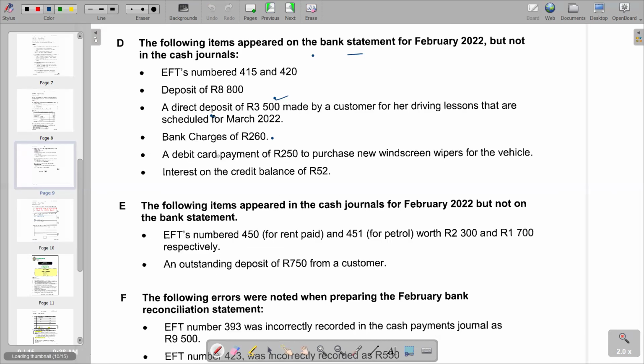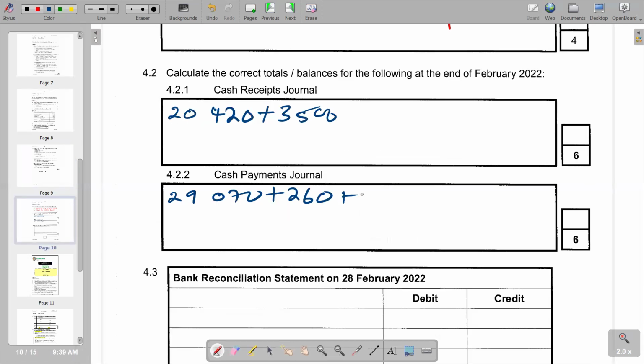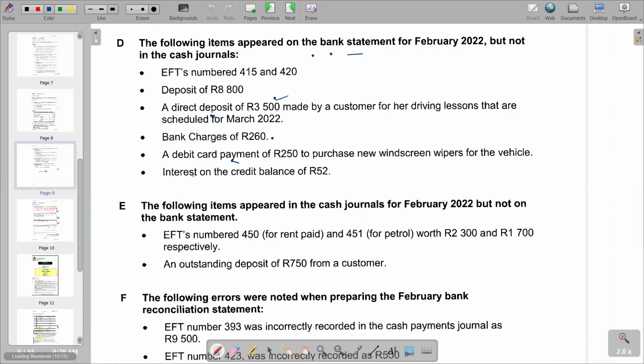And then we go to the next part, whereby we are now saying a debit card payment of 250 rands to purchase new windscreen wipers for the vehicle. So it's a payment. It's on the bank statement, but not in the journal. So you need to update it, 250. So it's also going to increase the figure for the cash payment journal. So you're going to say plus 250 under cash payments journal.